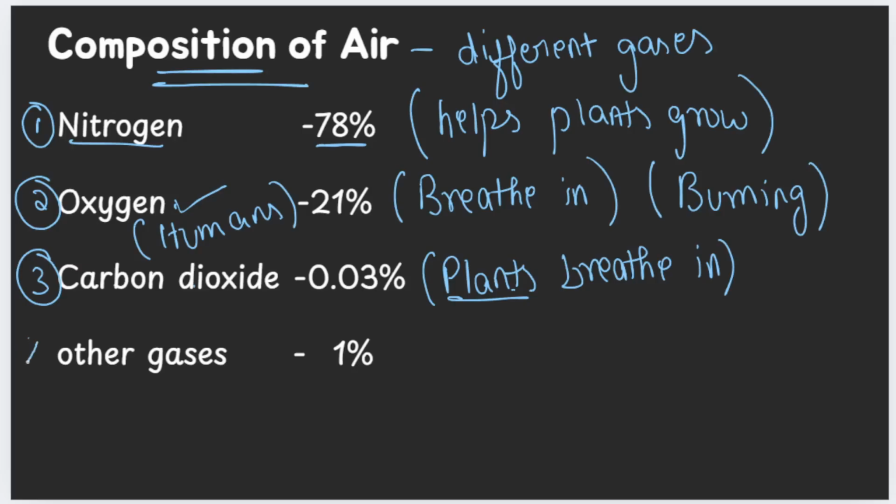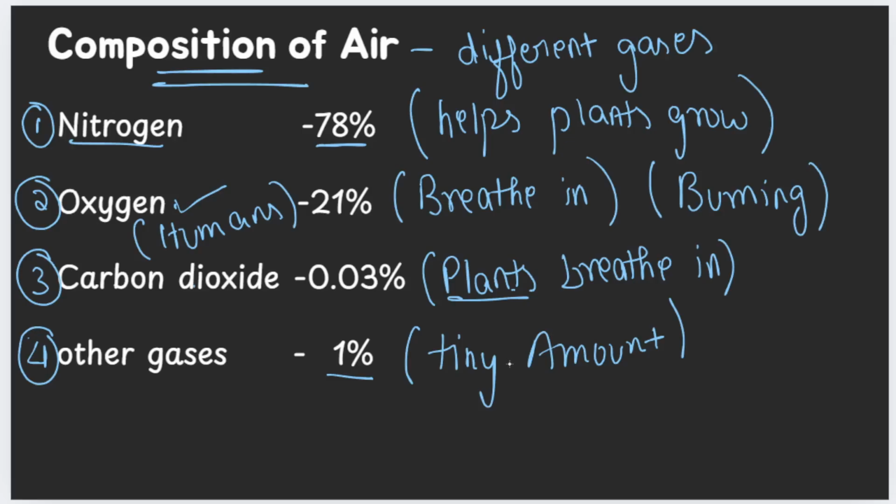Then other gases. Other gases are water vapor, argon. So these gases will be under other gases, which is 1%. Okay, which is a very tiny amount, only a little amount used in the air. Okay, fine. So if anyone asks you which is the most used gas in air, you have to tell them it is nitrogen.